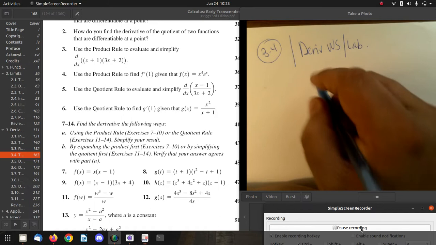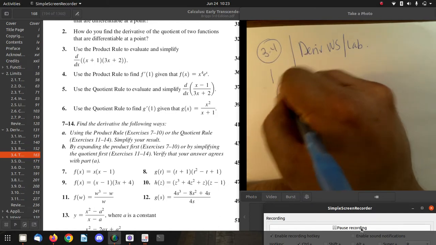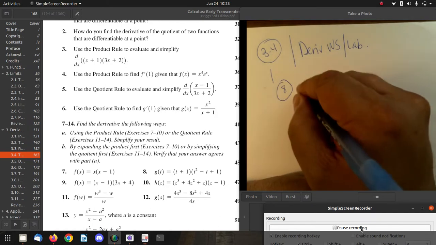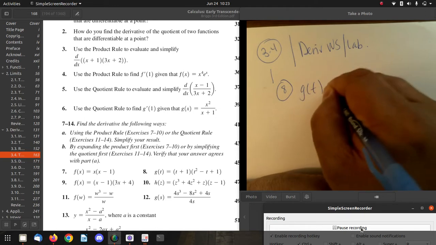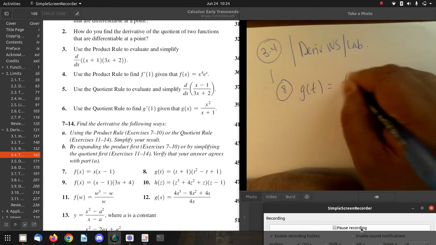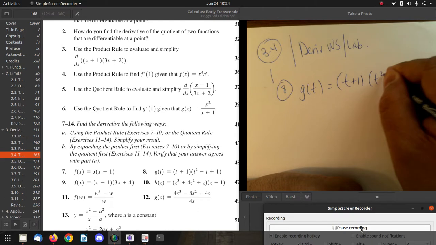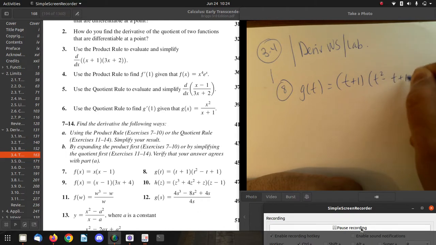Investigation, same thing. So let's start with 3.4, number 8. And for number 8, we have g of t equals t plus 1, t squared minus t plus 1.